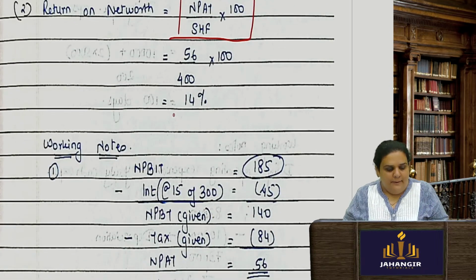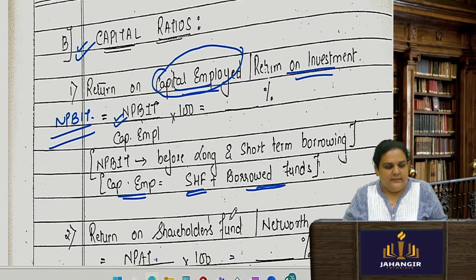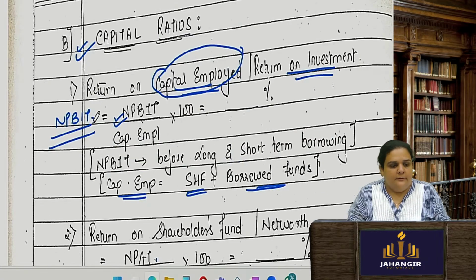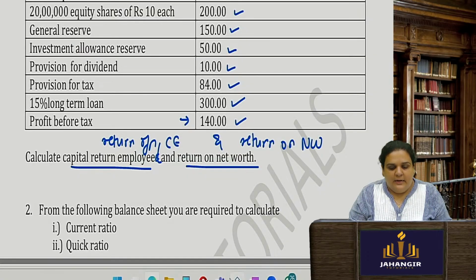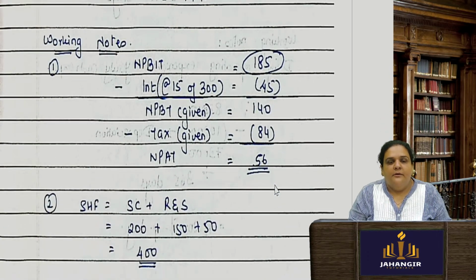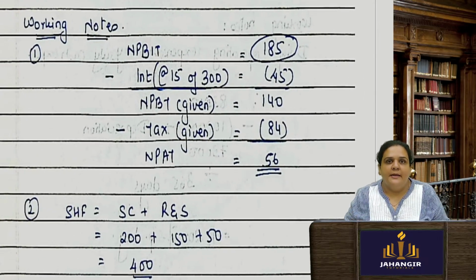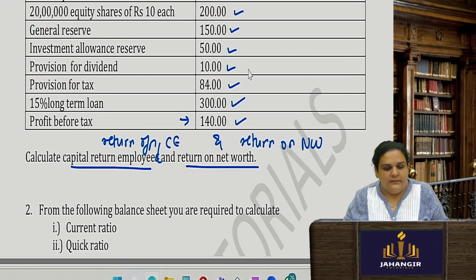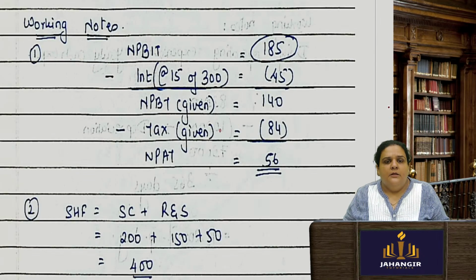Okay, so NPBIT, have they given me NPBIT? One second. Net profit before interest and tax? No, they have given me net profit before tax. So I have made the statement: NPBIT minus interest, interest will be 15% on 300 lakhs, right? On 300 lakhs I will take 15%, that I know. NPBT is given to me. Tax is also given to me. Net profit after tax I got.